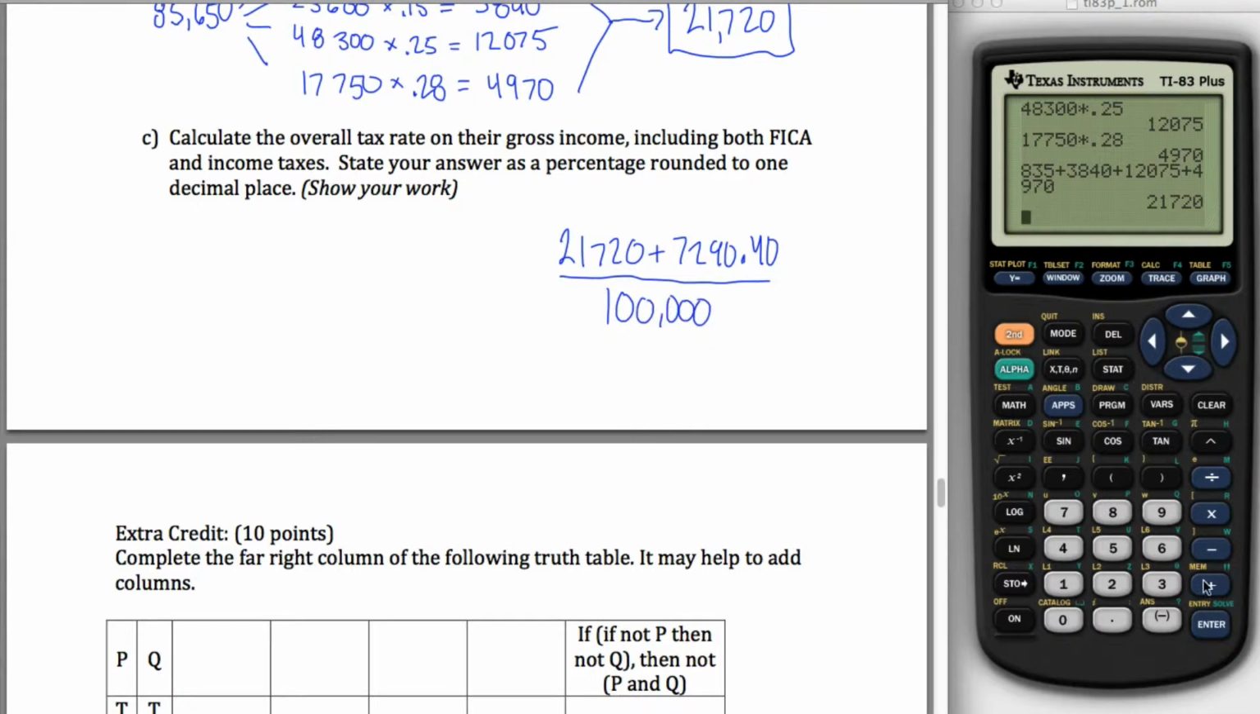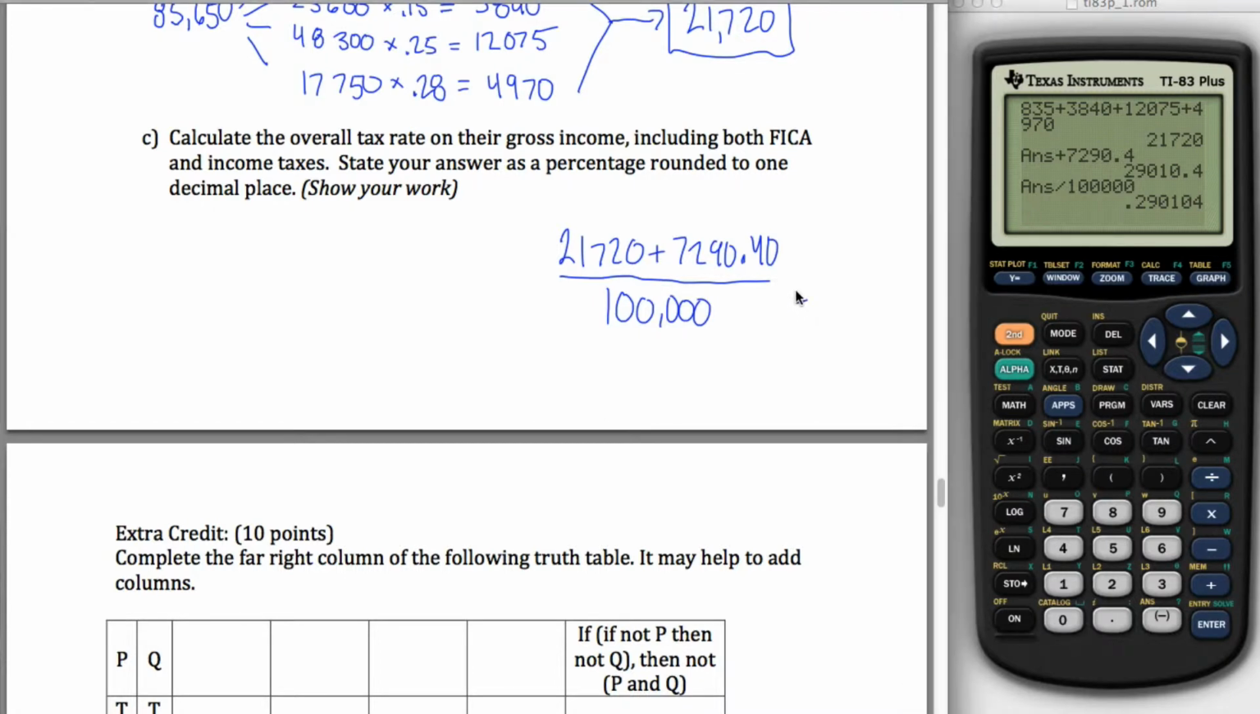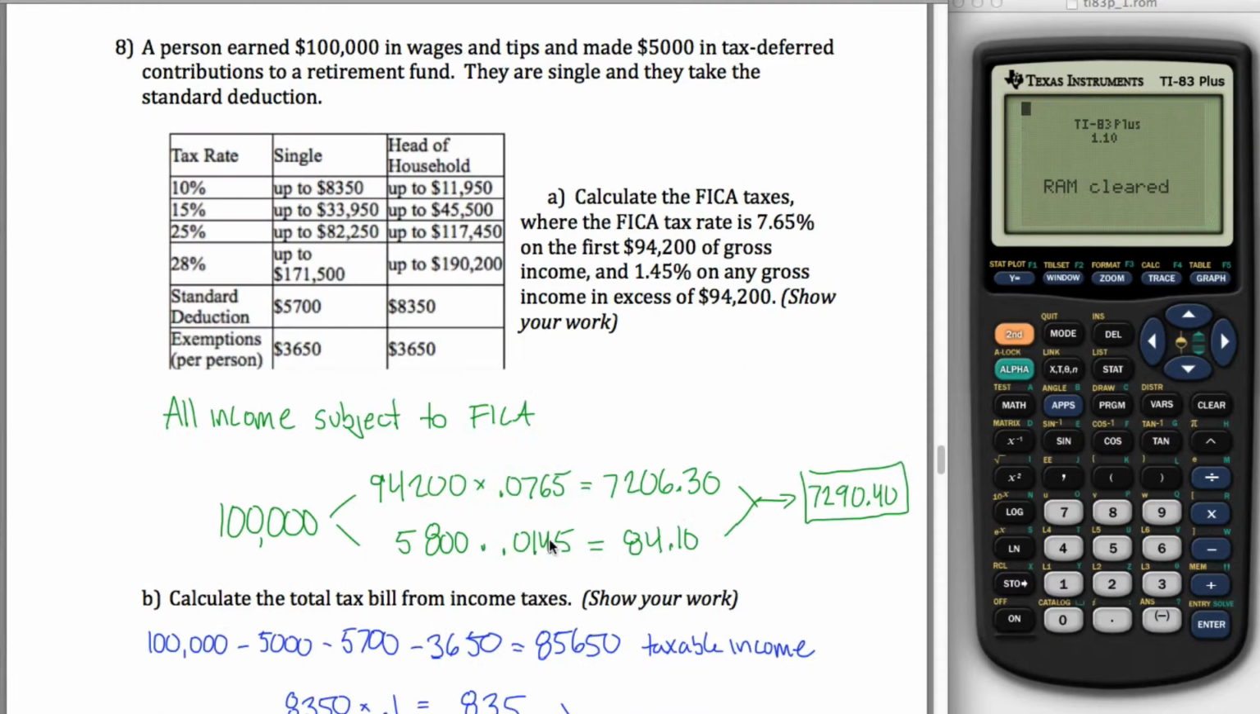So if you do this answer we just had plus 7290.4, and you get that answer and you divide it by 100,000, you get 0.2901, and we want it as a percentage rounded to one decimal place, so we get 29.0%.